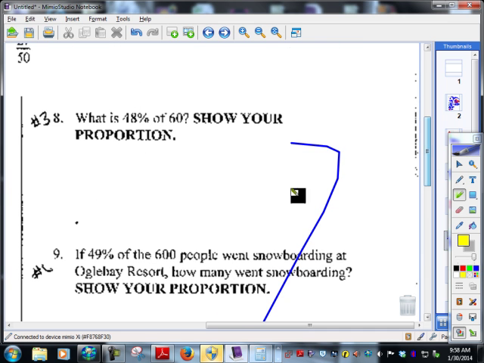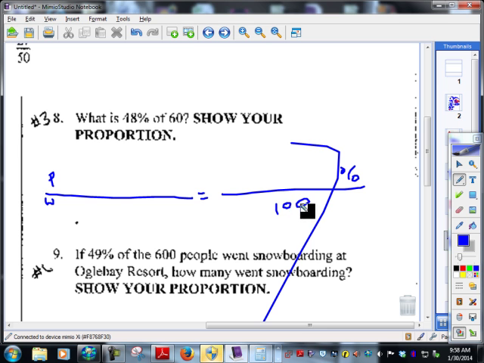Okay. Next one. Show your proportion. Okay, no big deal. We start there. Haven't even read the question yet. Part over whole equals percent over 100. 48 is going to go there in the percent spot, right? Now, is 60 a part or a whole, Kaylee? 60. I cross multiply and divide. What do I get here? Yep. 28.8. You stole my answer.